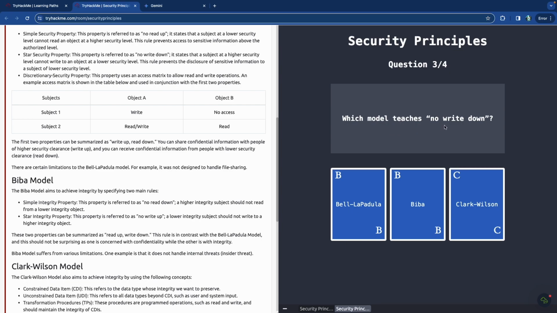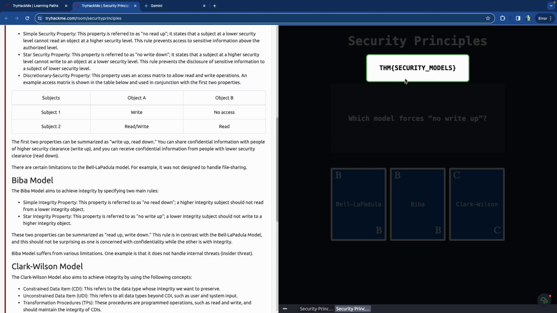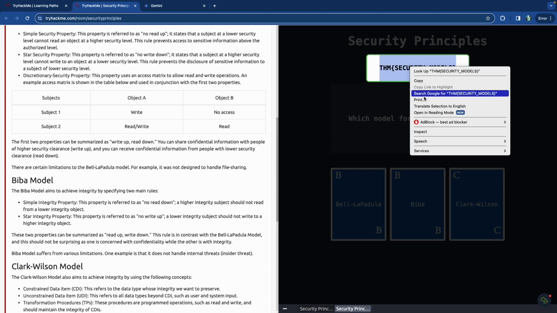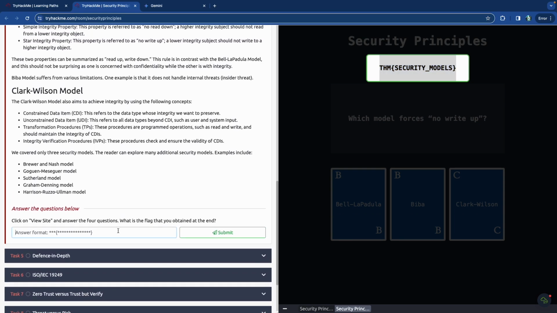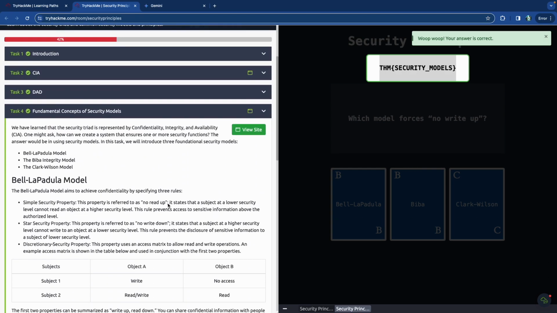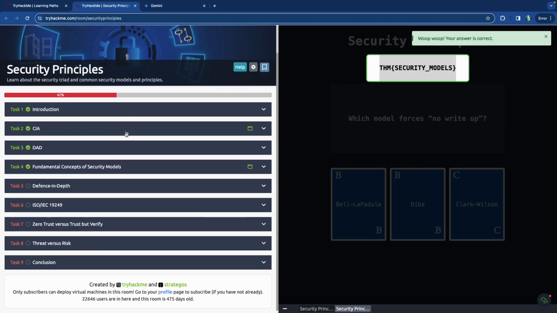Which model teaches no write down? And no write down is also Bell-LaPadula. Which model forces no write up? So it forces no write up, and that is the Biba model. And they didn't even ask us about the Clark-Wilson model, but it's all good. We got our answers. We can now graduate and move on to the next piece right here. So there we go. That was it for fundamental concepts of security models.